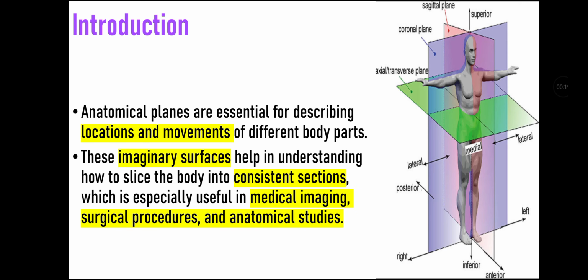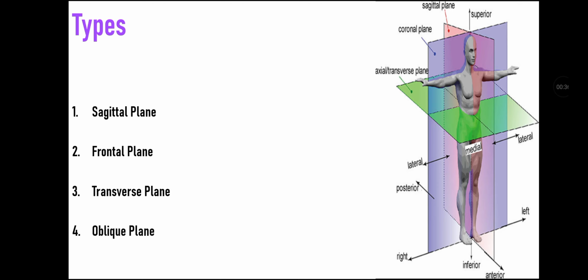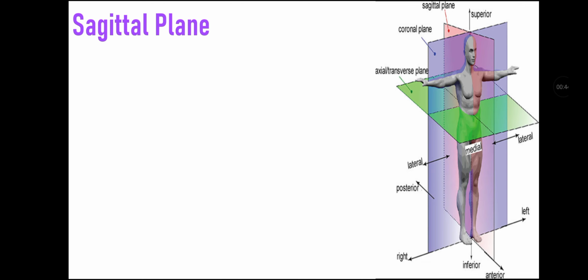These imaginary surfaces help in understanding how to slice the body into consistent sections, which is especially useful in medical imaging, surgical procedures, and anatomical studies. Its types include sagittal plane, frontal plane, and transverse plane. These are the main three anatomical planes. And another plane is there that is called the oblique plane, also called the accessory anatomical plane. So let's talk about them one by one.